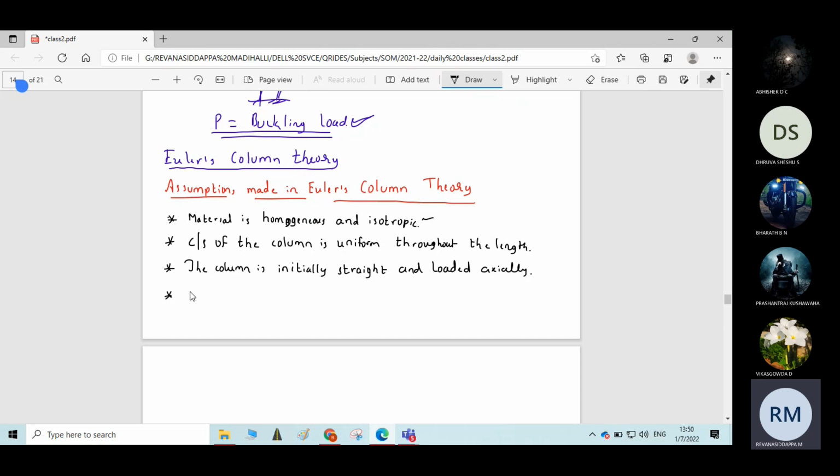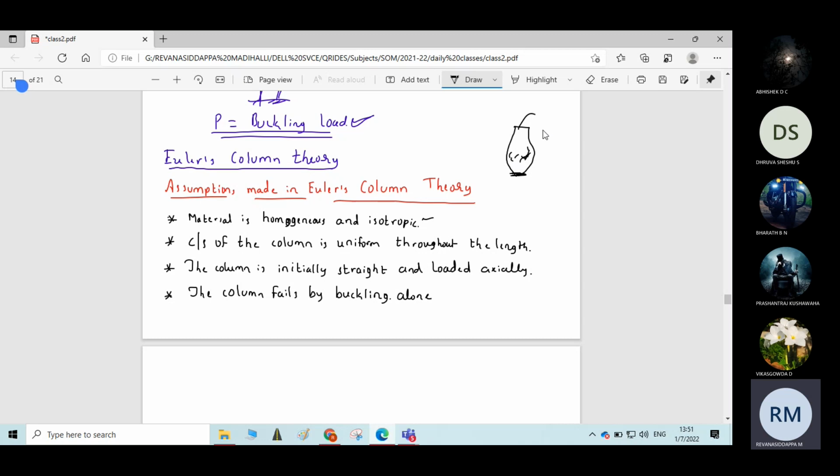Then the next assumption is the column fails by buckling alone. This is the fourth assumption. Column fails by buckling alone. There are two main kinds of failure. One is failure by crushing, axial crushing, where the column will undergo bulging like this and fail. This is one kind of failure.